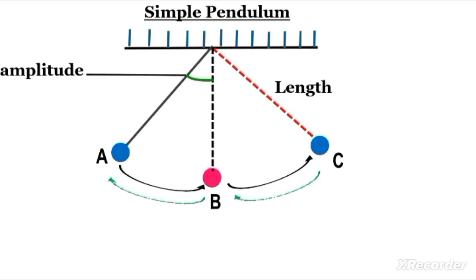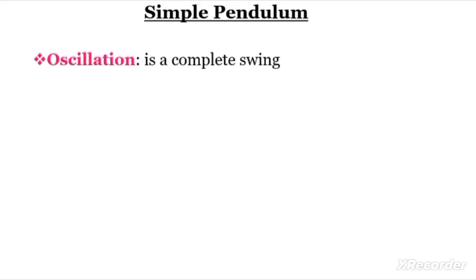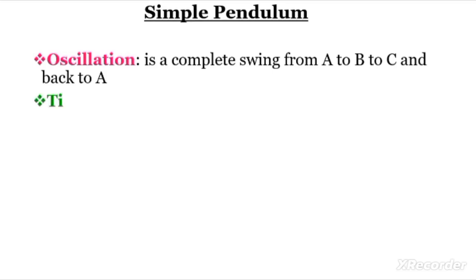Now let us define these factors found on the simple pendulum. We are going to start with the oscillation. So what is oscillation? Oscillation is a complete swing from point A to point B to point C and back to point A. Oscillation is a complete swing.